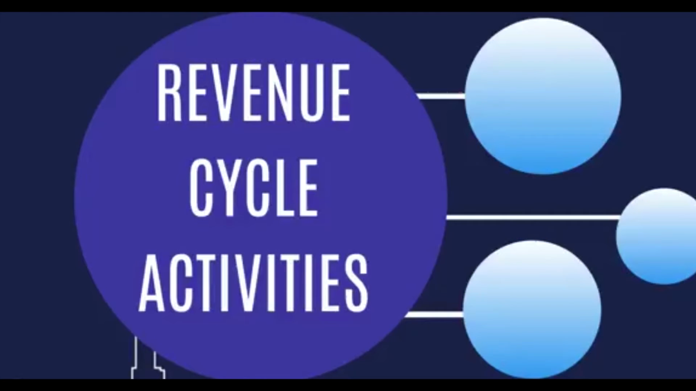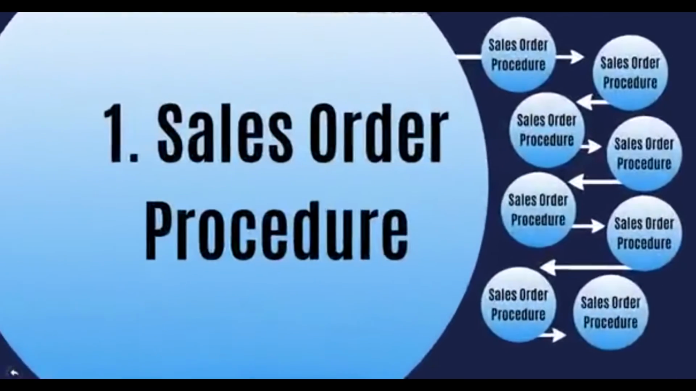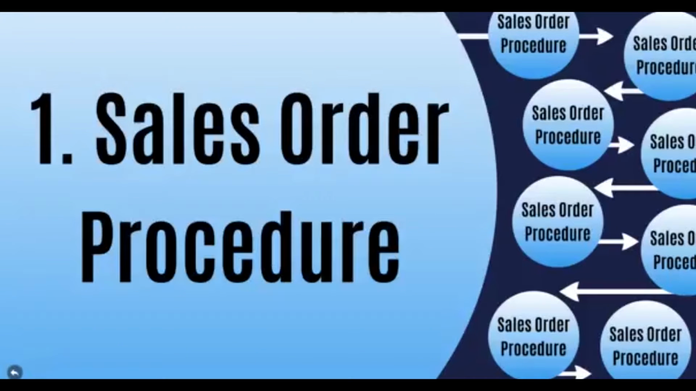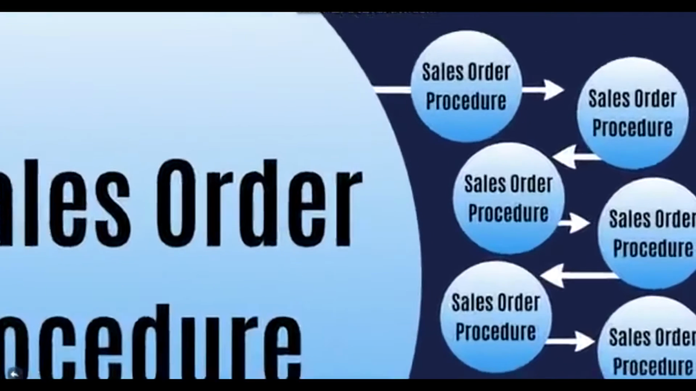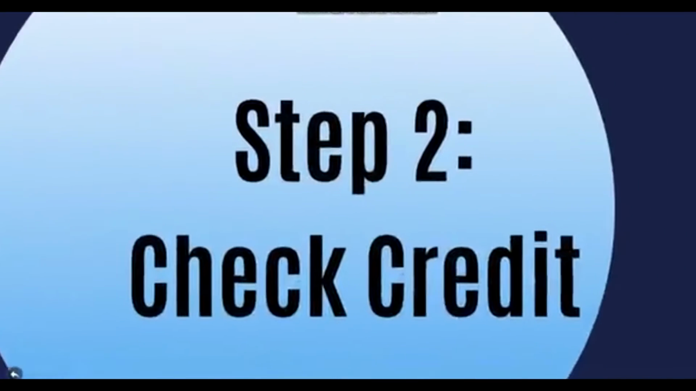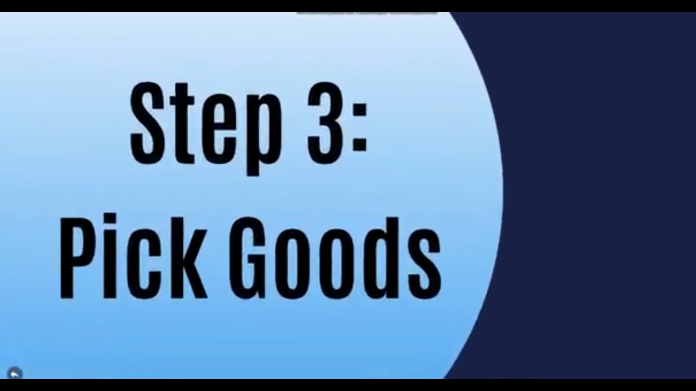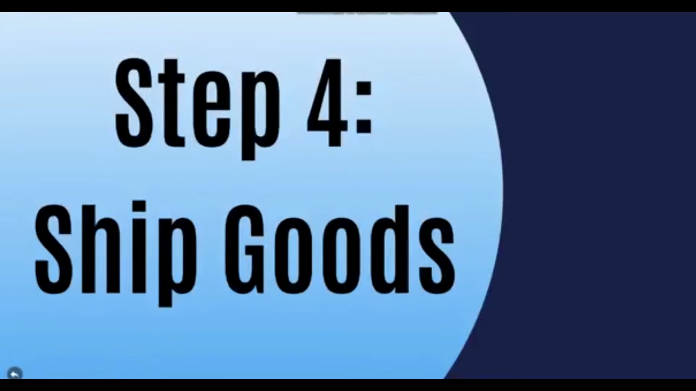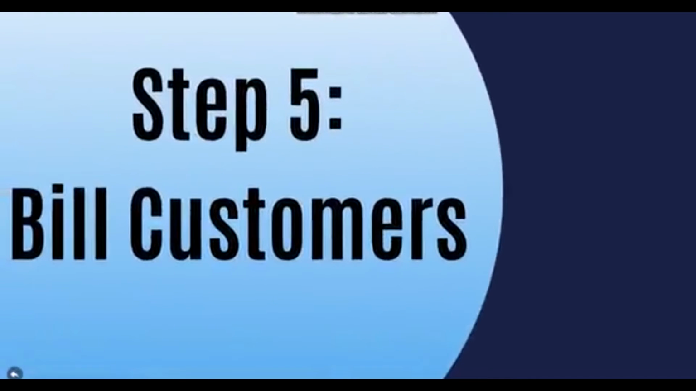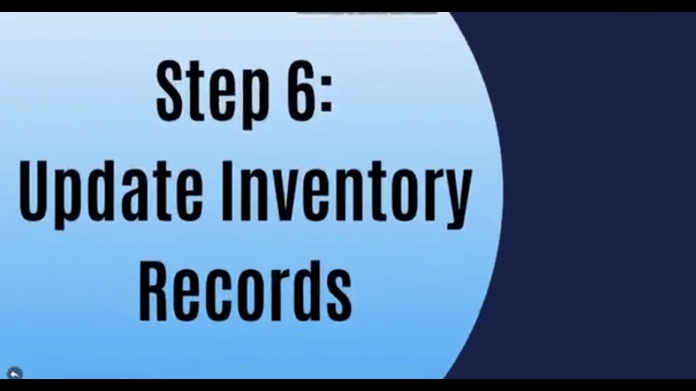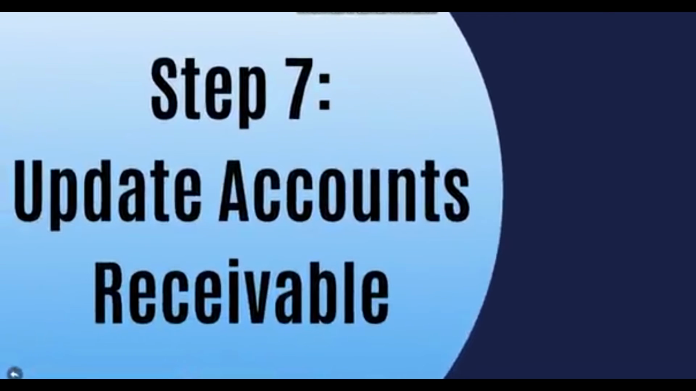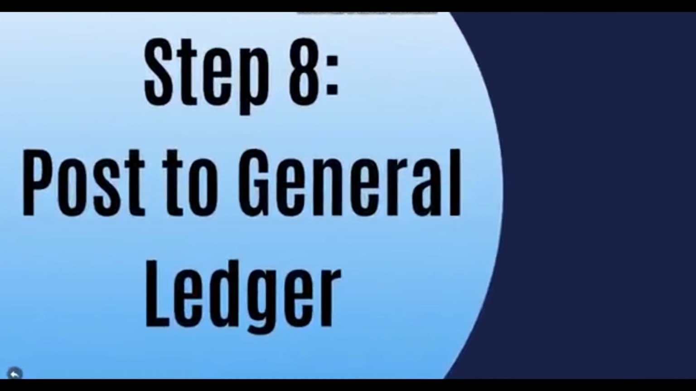First, in the revenue cycle activities is the sales order procedure, and here are the steps that must be followed. Step 1. Receive order. Step 2. Check credit. Step 3. Pick goods. Step 4. Ship goods. Step 5. Bill customers. Step 6. Update inventory records. Step 7. Update accounts receivable. And Step 8. Post to general ledger.